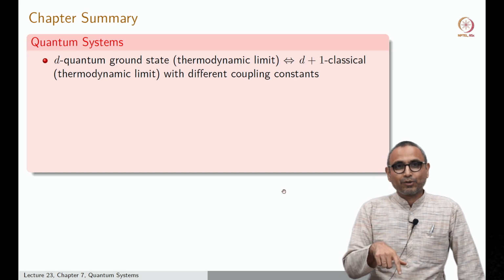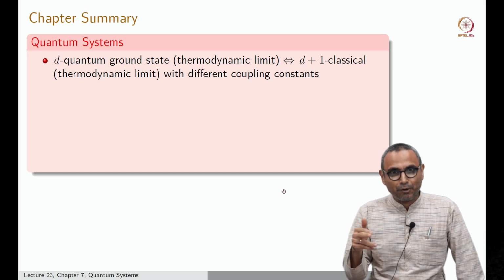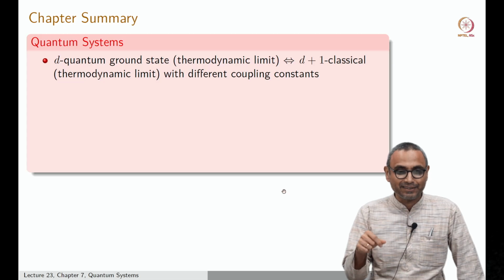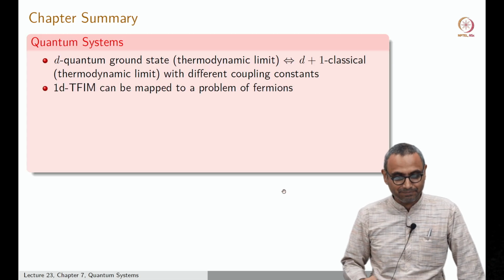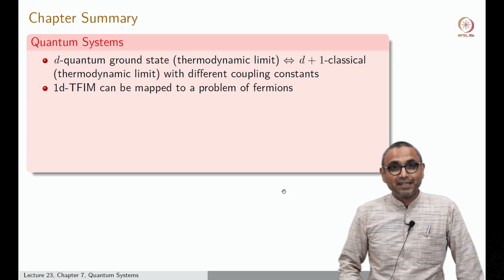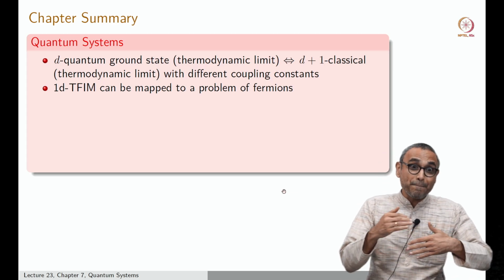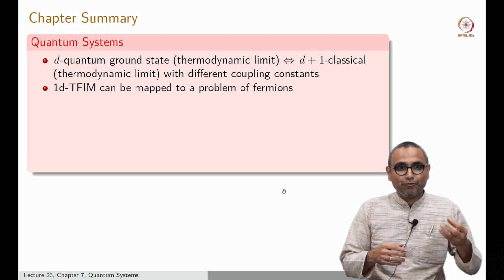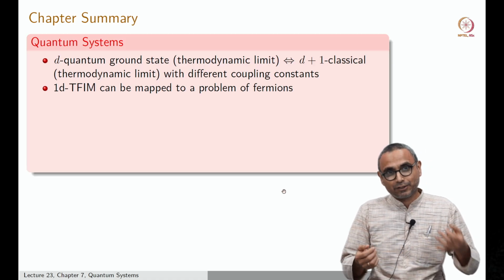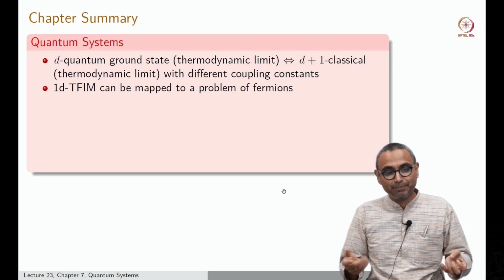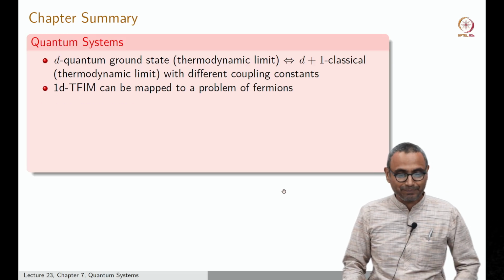You could do the other way around as well. You can study classical problems and say something about quantum phase transitions in one lower dimension. So another very important thing is that there are ways in which you can map problems from one kind of particles to another. So hardcore bosons can be mapped to fermions and so on. So that's an important piece of information.